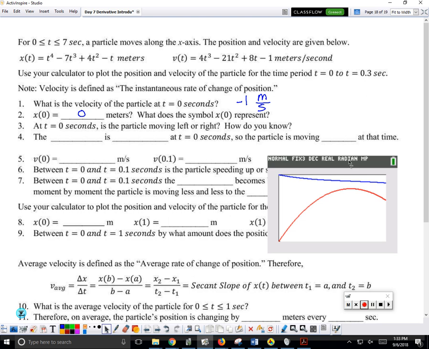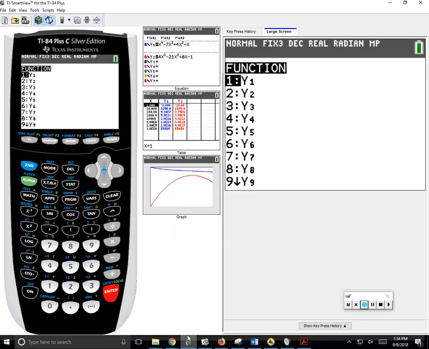It's negative. Who knows? Show me your hands. Come on, hands up. Particle moving left or right at time equals 0. Go, Nathan. And how do you know? I just looked at the table. Stay with me. So what about the data? So you set up your table for what's the time increment? So what data are you looking at in the table?